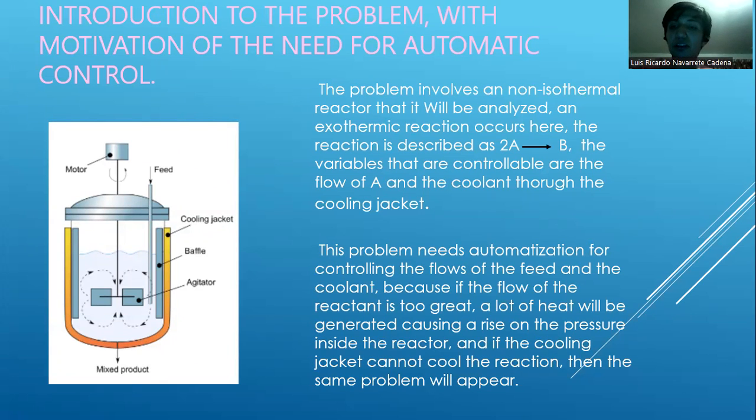This problem needs automatization for controlling the flows of the feed and the coolant, because if the flow of the reactant is too great, a lot of heat will be generated, causing a rise in the pressure inside the reactor. And if the cooling jacket cannot cool the reaction, then the same problem will appear.